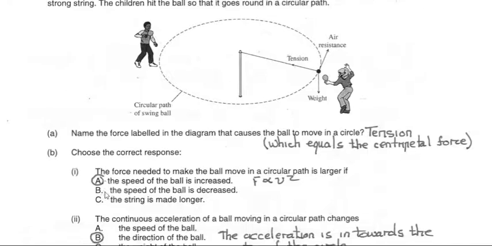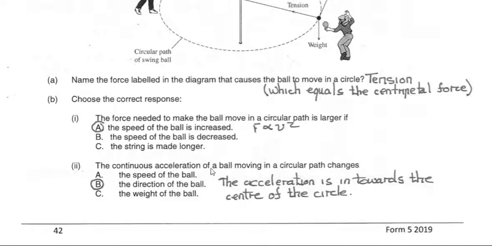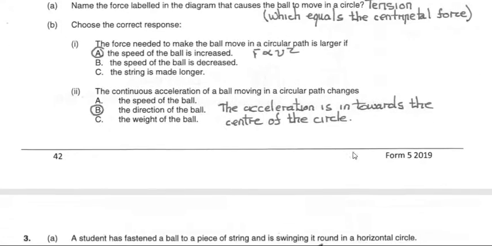Choose the correct response. The force needed to make the ball move in a circular path is larger if the speed of the ball is increased. F is proportional to v squared. The continuous acceleration of a ball moving in a circular path changes the direction of the ball. The acceleration is in towards the centre of the circle.